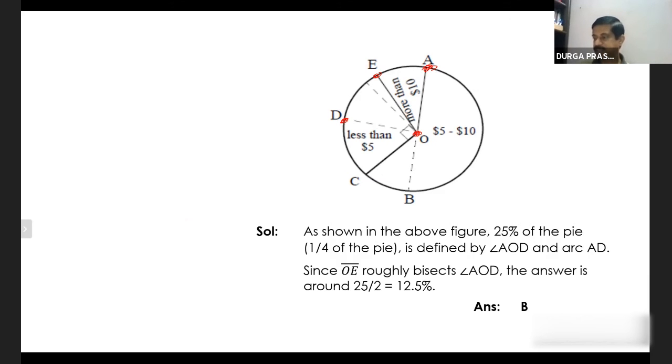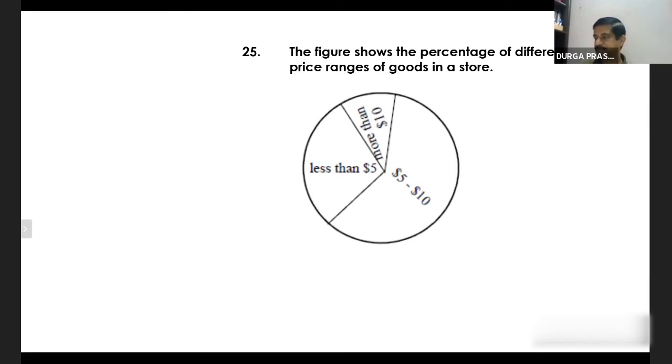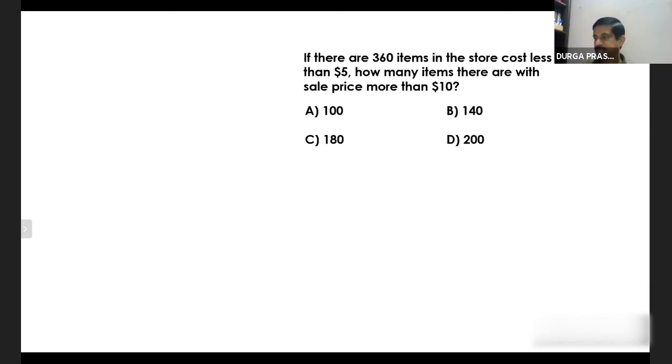Right. So let us go to the next question. In the figure, the figure shows the percentage of different price ranges of goods in a store, the same diagram. Now, what is the question? If there are 360 items in the store that cost less than $5, how many of them have a sale price more than $10?